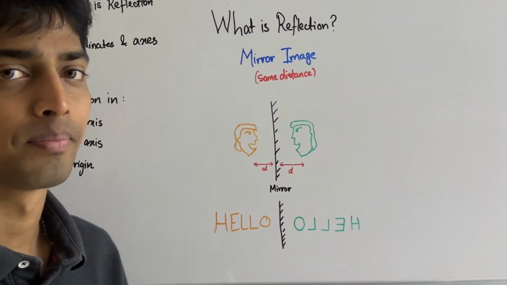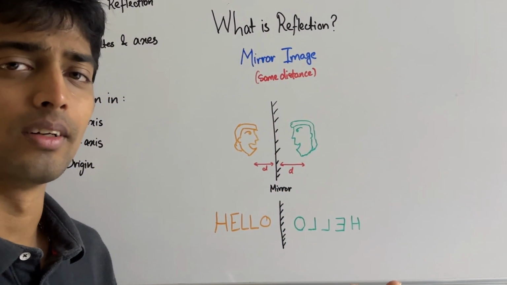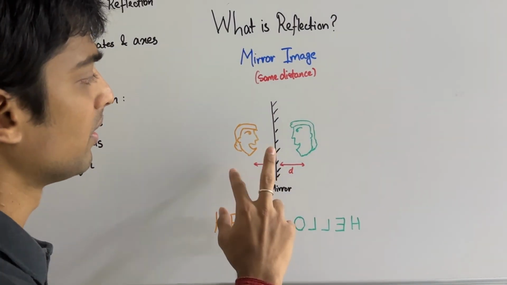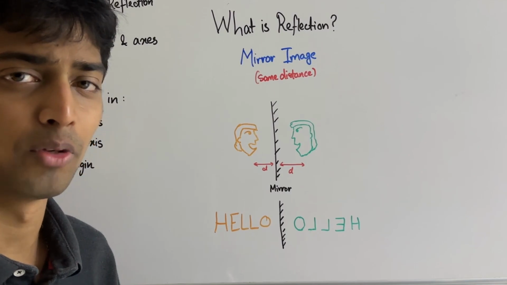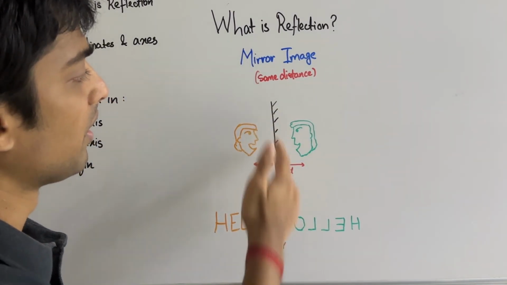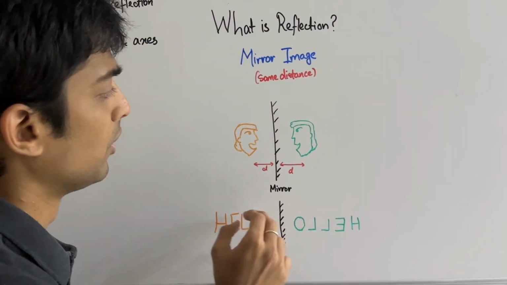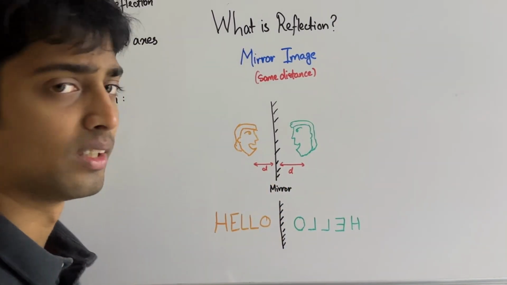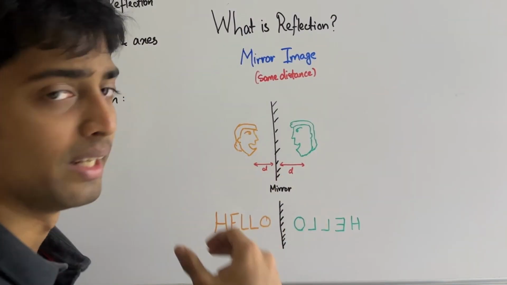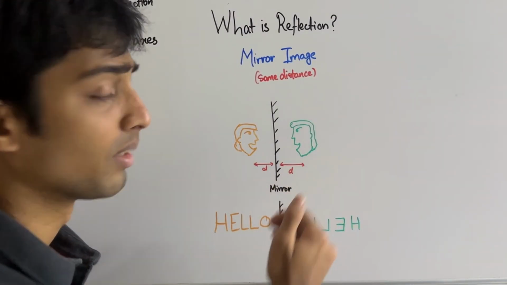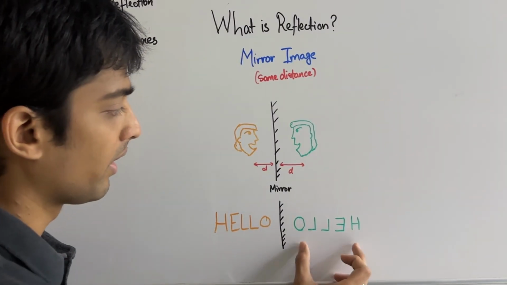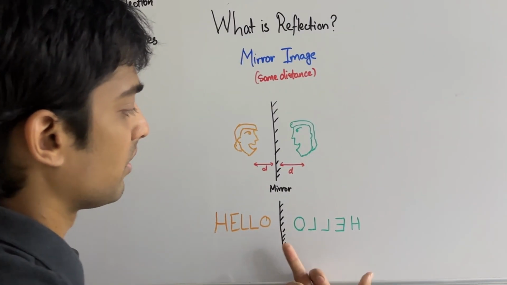What is reflection? Just like how you look in the mirror, the image which you see, that is your reflection. So reflection is nothing but the reverse image of yourself, and it is always at the same distance. So let's say if this is the mirror, you are here, your mirror image will be reverse of your original self, and the distance between the mirror and you will be equal to the distance between the mirror and the mirror image. Same way with this text, hello, this will look like this because it is reversed.